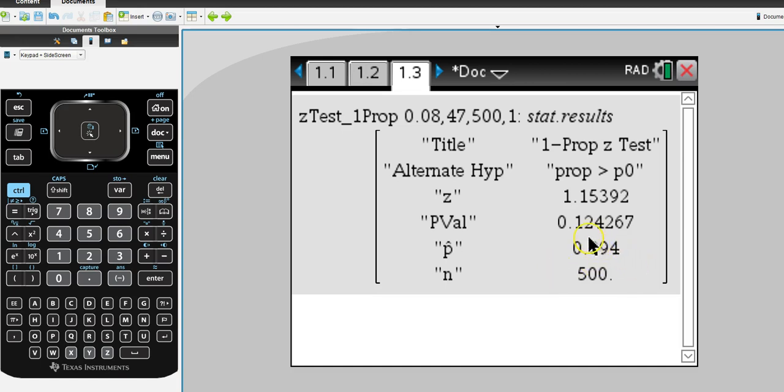So 12% of the time we're going to get a random sample out of a truck with 8% blemishes that has 9.4% blemishes just by random chance. So we cannot reject the null hypothesis.